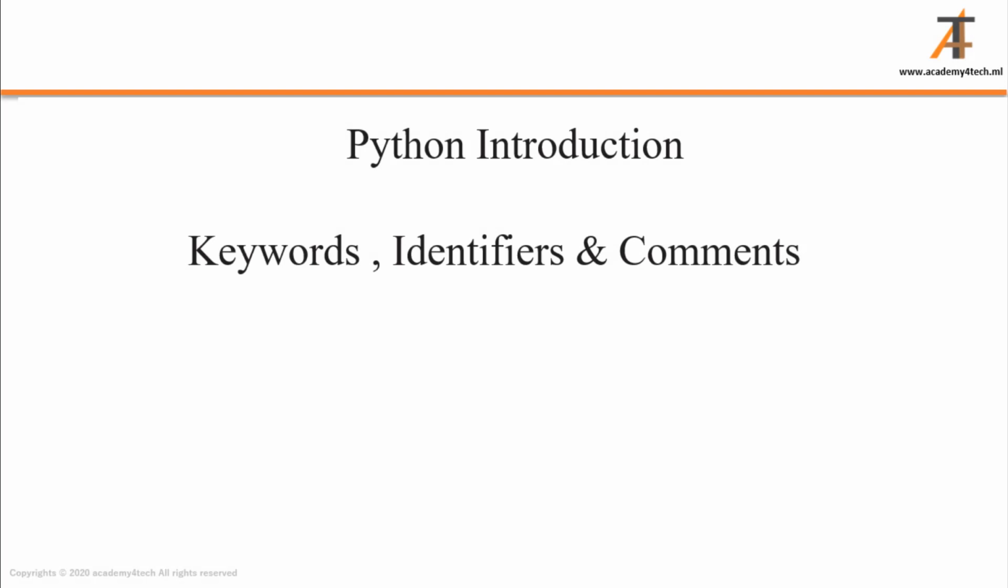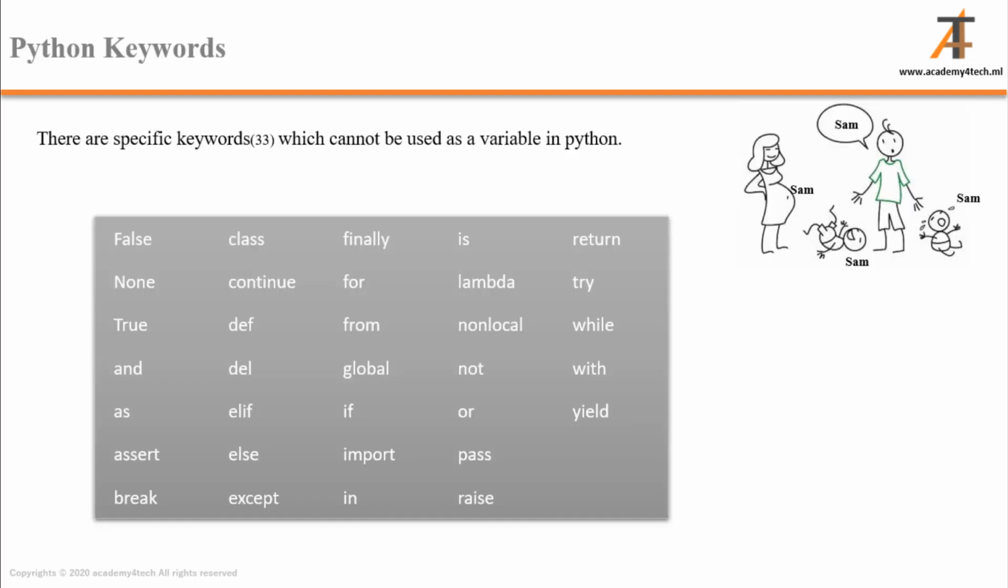Today I'll give you a brief idea about keywords, identifiers and comments. So what is a keyword? Keywords are reserved words in Python that we cannot change, and we cannot use a keyword as a variable name, function name or other identifier.